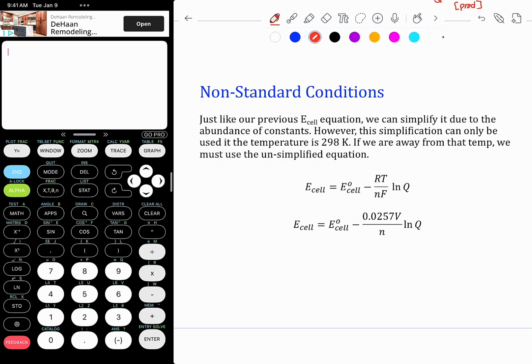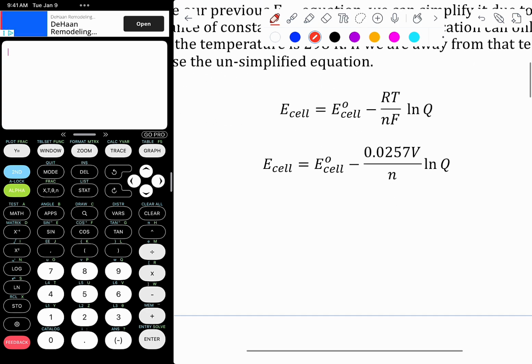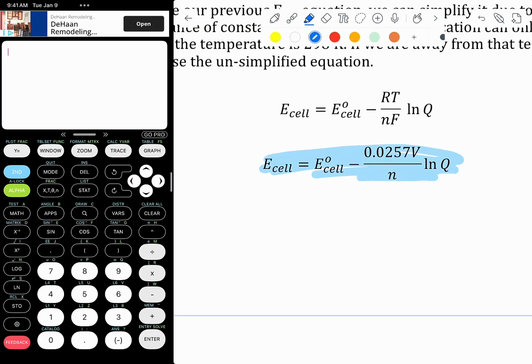So if we were to keep all of those constants, R, T, and F constant, this would be our simplified version of the Nernst equation. And this is what you're going to see available to you in your instructor resources. You technically have both, again, if you did have to use that first version with different temperatures, but you also have this version as well.